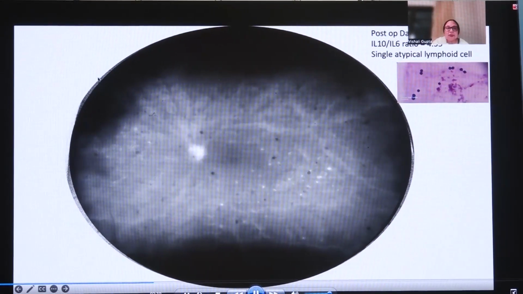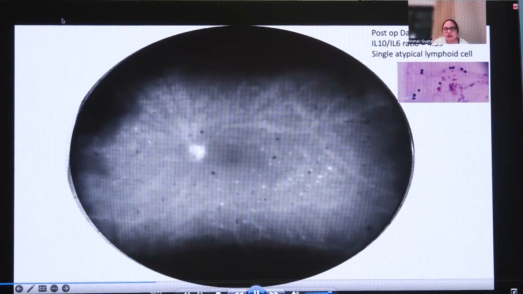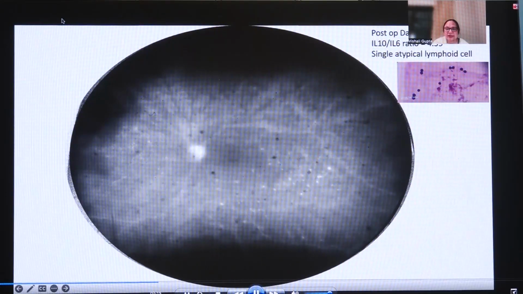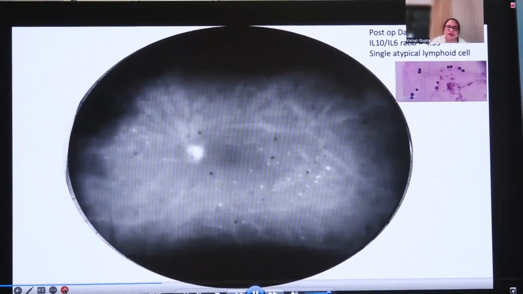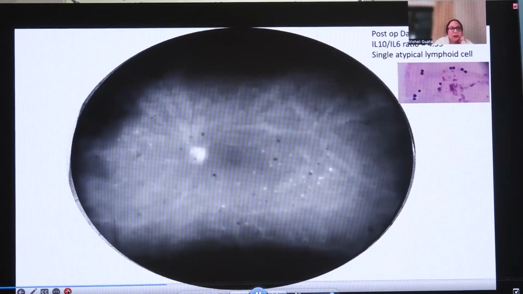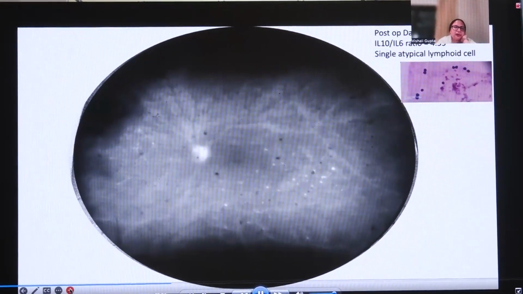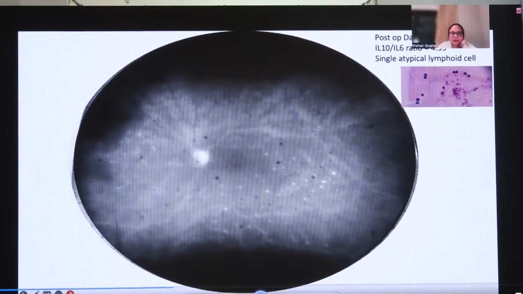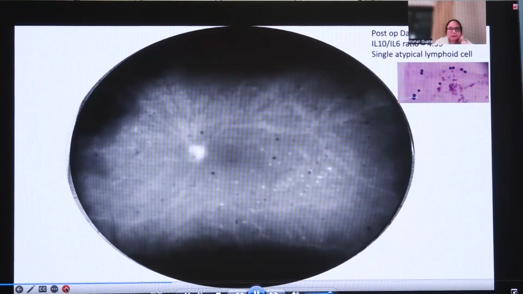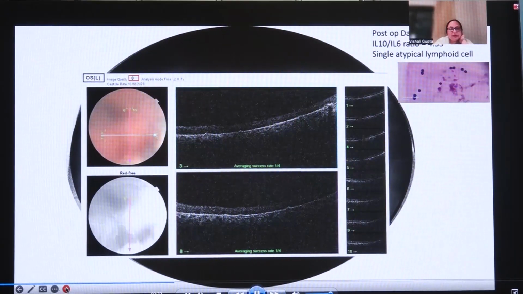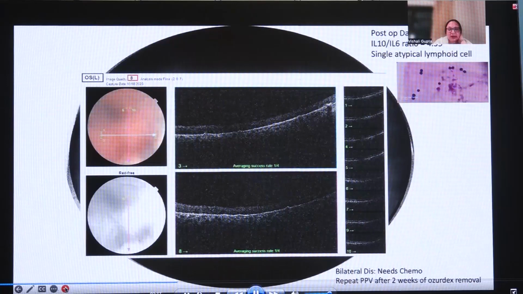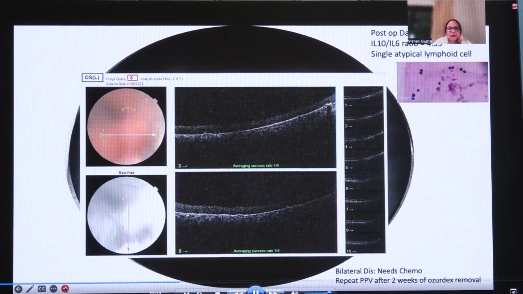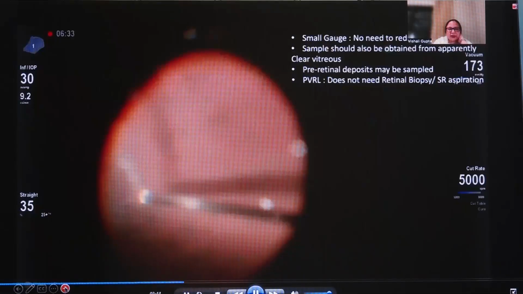The report, however, was a kind of surprise to us. It showed a single large lymphoid cell with elevated IL-10, so there was a suspicion of lymphoma, but our cytopathologist was not very comfortable labeling it as lymphoma with a lot of certainty. So we thought it could simply be because there was Ozurdex in place and steroids can delay the diagnosis. So we decided to repeat vitrectomy after 2 weeks of removal of the Ozurdex implant.